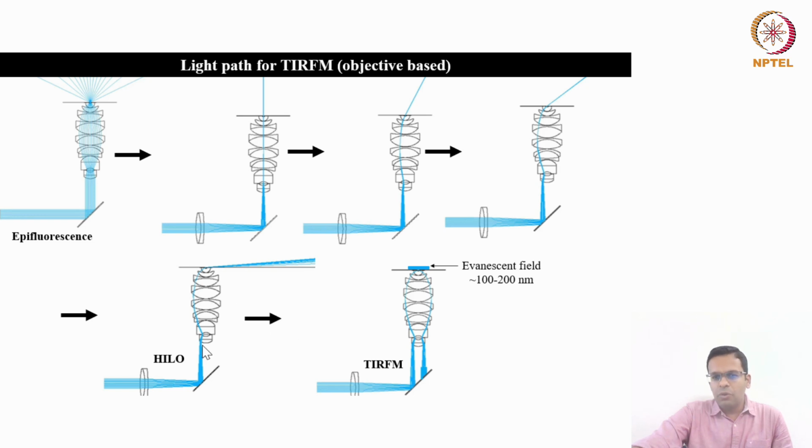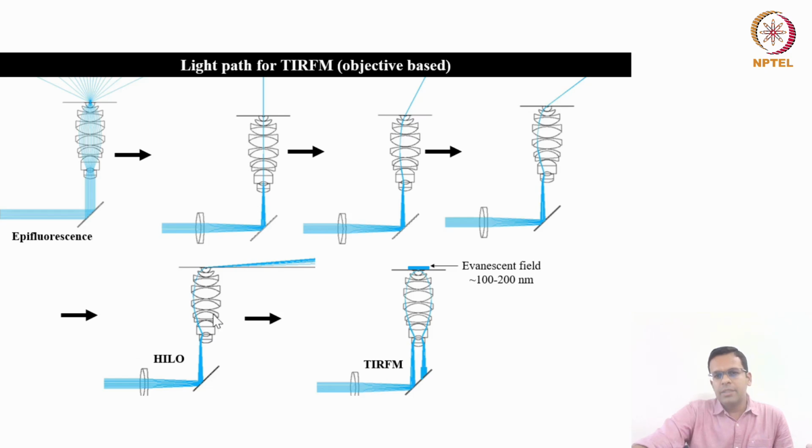And if you go further this way, you can see the total internal reflection of the light ray within the objective lens. Whatever light is entering is completely reflected and comes out from the other side. This total internal reflection of the light develops an evanescent field here, which can illuminate the fluorescent molecules in close proximity, within 100 to 200 nanometers. So this is how TIRF illumination is achieved, and this is known as objective based TIRF.